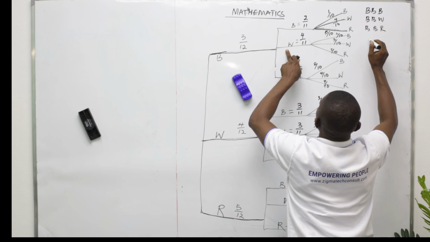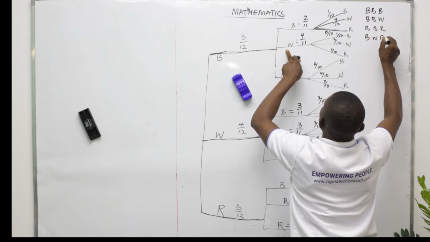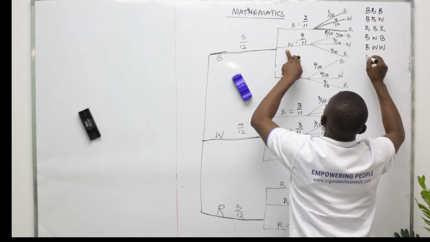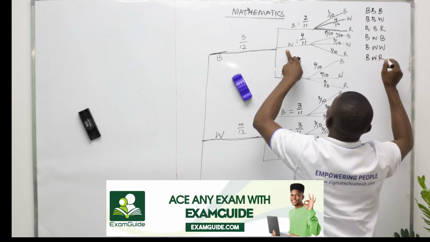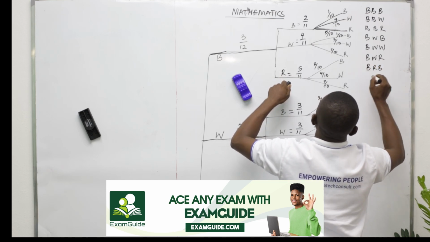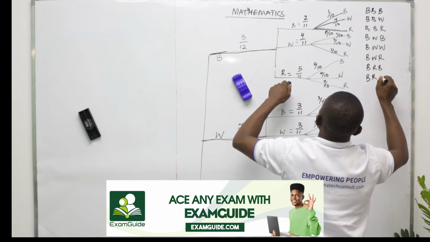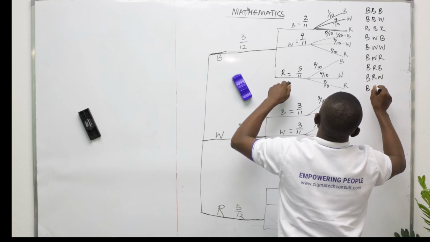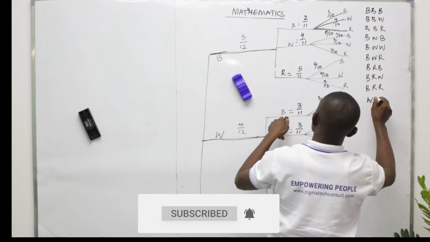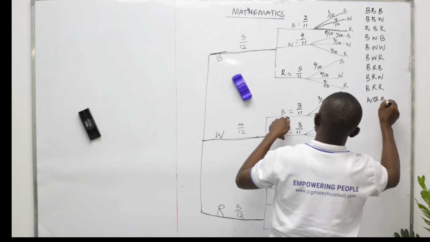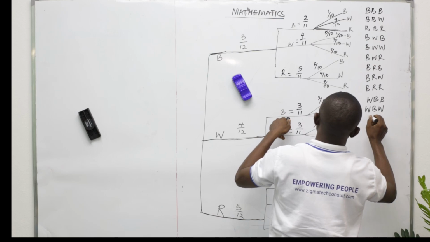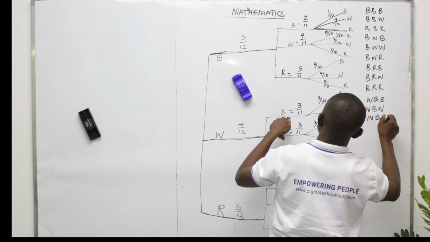Here now, black, white, black, black, white, white, black, white, red. Here now, black, red, black, black, red, white, black, red, red. Here now, white, black, black, white, black, white, white, black, red.